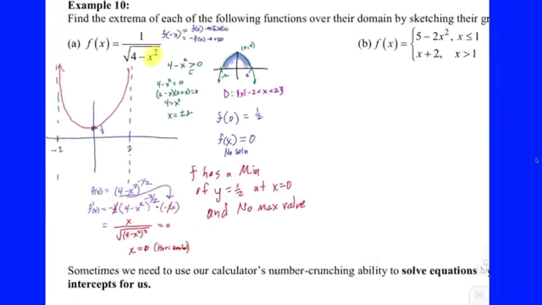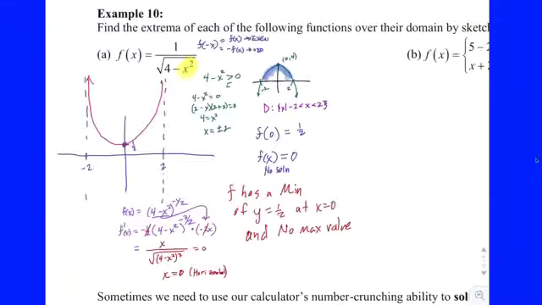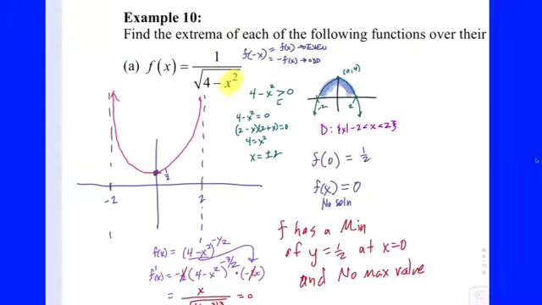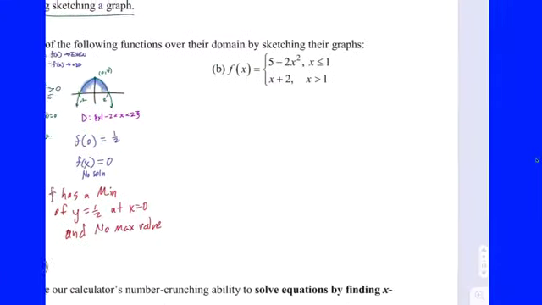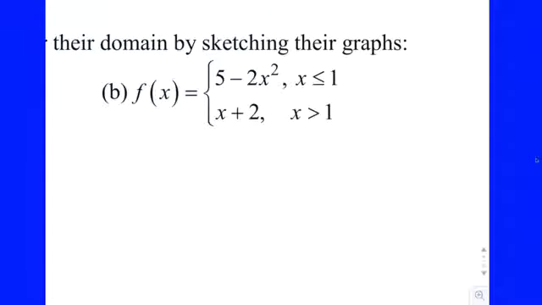Cool. So that was just sketching the graph. Didn't take a whole lot of effort, really. Domain, 1 point, the existence of no x-intercepts, and a little bit of calculus. Okay? Questions on 10a? All right. 10b. Go ahead and sketch that one on your own.